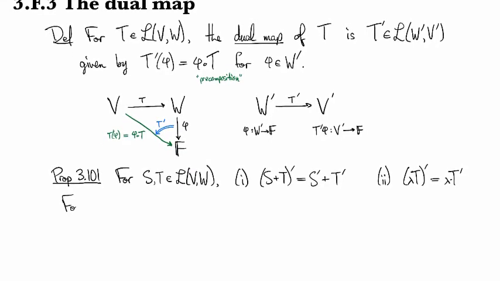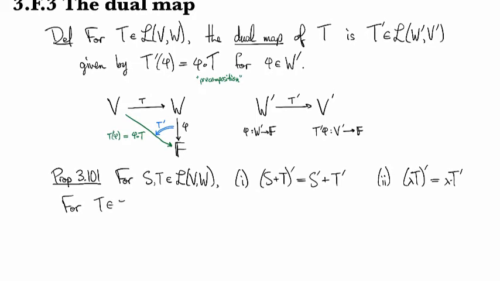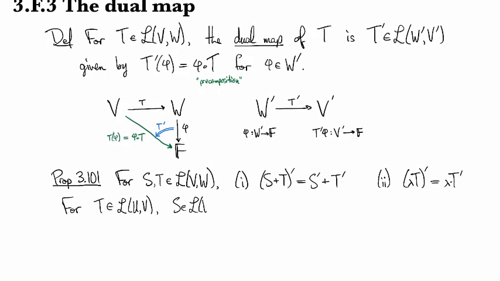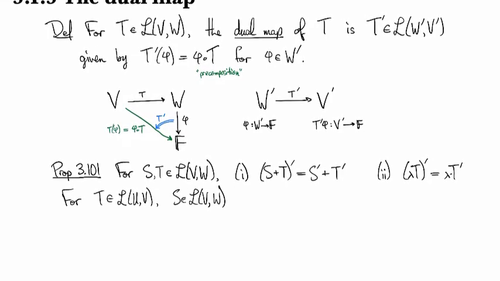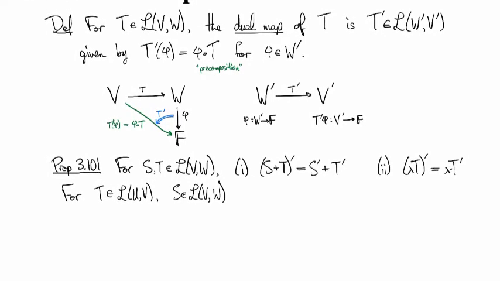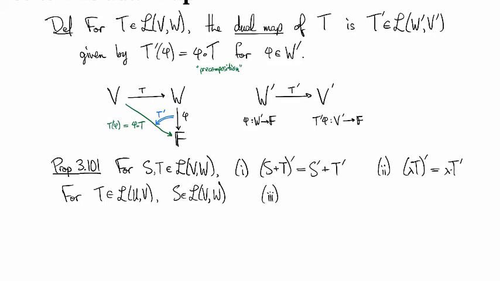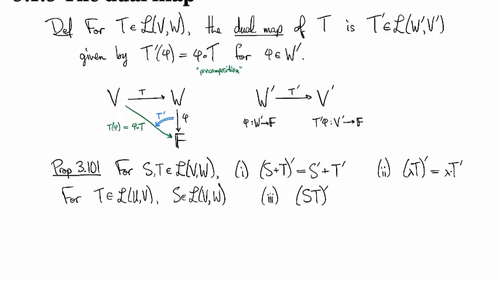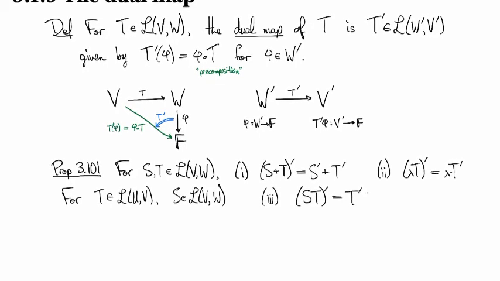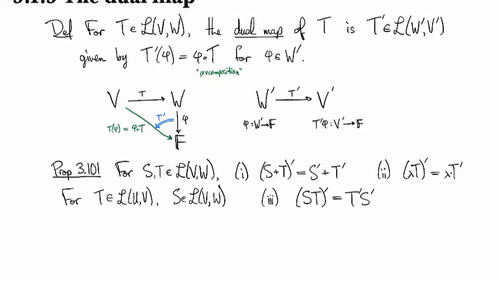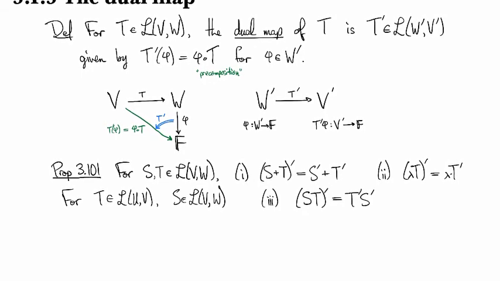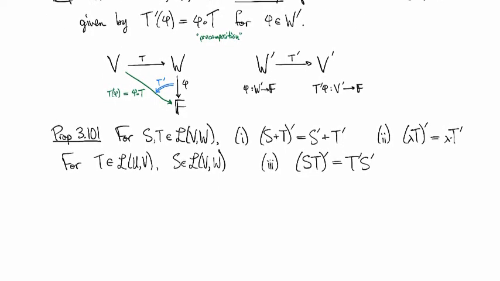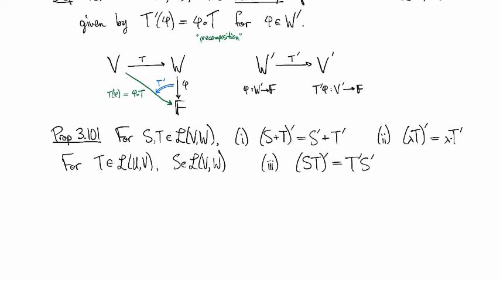And then we also have that if T is in L(U, V) and S is in L(V, W), so that their domain and range match up, then we have a third property of these maps, and that is that the prime of a product or composition is T prime S prime. So in the backwards order. Okay, so let's see what's going on here. I'm not going to prove this one. The proofs are all just definition chasing and very straightforward.